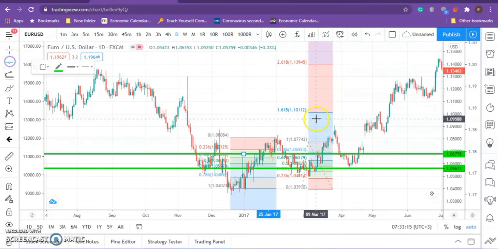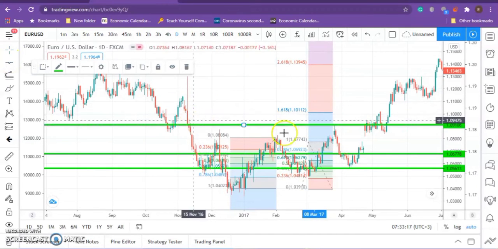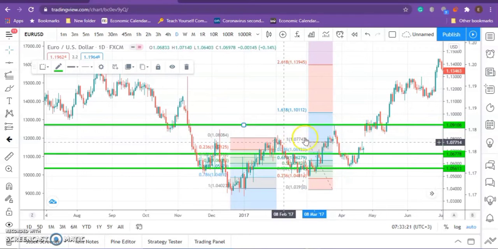So let's put a horizontal there. That's our point C. It should not surpass this. If it surpasses this, then that harmonics pattern becomes an invalid setup. So we have found our point C. So let's look for a point D.